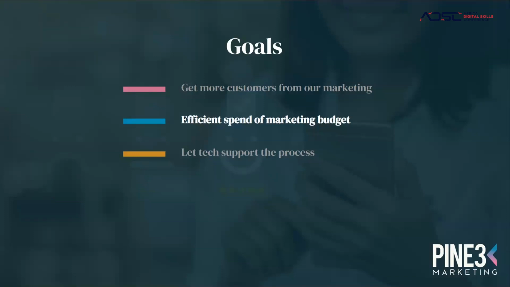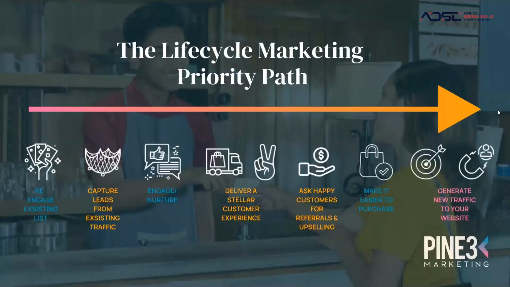Now we sort of know what we need to do. We need to implement strategies along the whole customer journey: collecting leads, converting clients, and creating fans. But now how do we do this? Because it's not necessarily done in that order. This is what we call the lifecycle marketing priority path. This priority path is the one that we use when we work with our clients on creating their marketing, what they should be doing within their marketing.